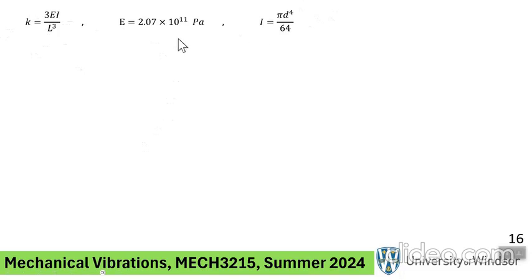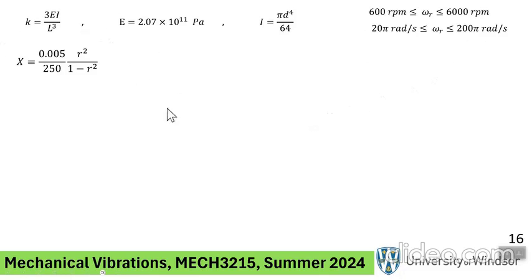For a cantilever beam, the transverse vibration is given by this stiffness, 3EI over L cubed. We did this maybe 2.5 weeks ago. We are assuming it's made out of steel. Of course, because it's a shaft, the I of the shaft is pi d to the 4 over 64. Please go and check your structural material, deformable bodies book, or stress analysis book. And we're also told that the rotational speed is between 600 and 6,000 RPM, which means radians per second is given there. And there's the formula that you've got.